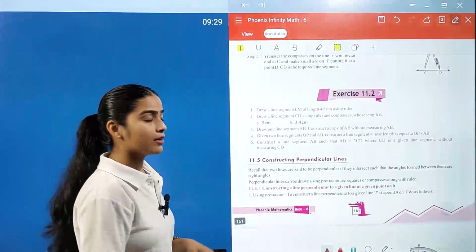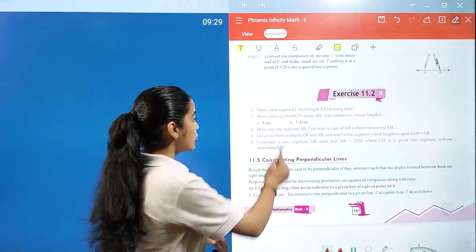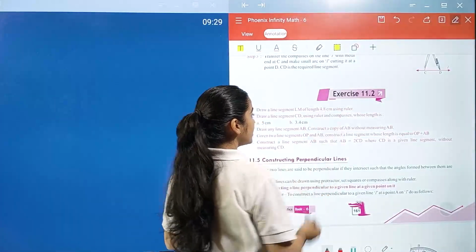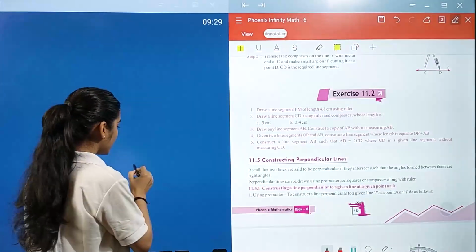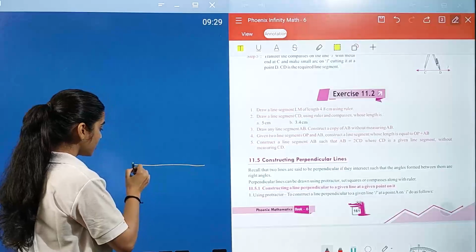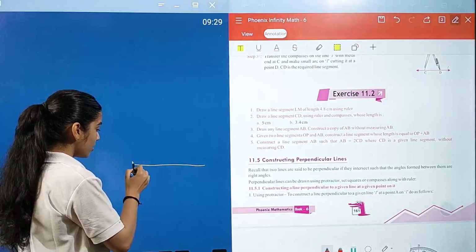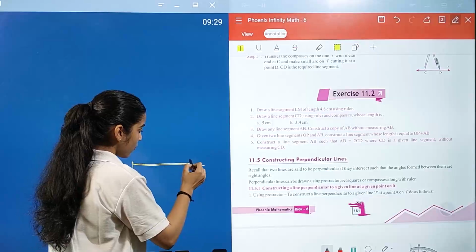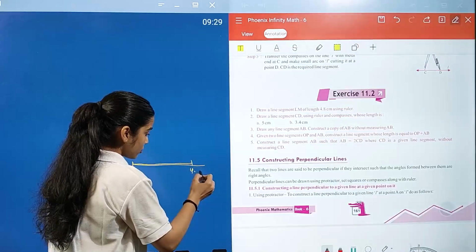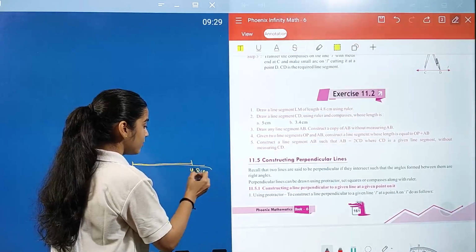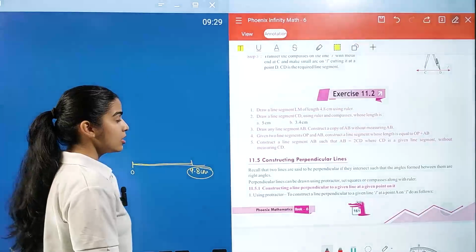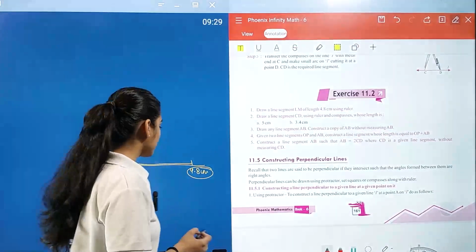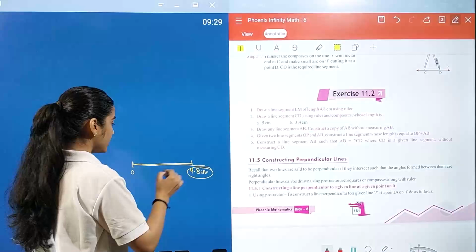That's it. Now we have exercise 11.2. Draw a line segment LM of length 4.8 centimeter using ruler. So you have to take your ruler from 0. Start your line at 0 and just trace till 4.8. So this is your line segment of 4.8 centimeter. Draw a line segment CD using ruler and compass whose length is. So now you have to place your ruler and compass.